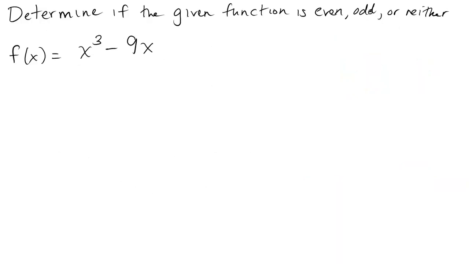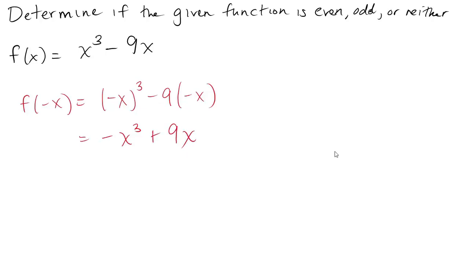To determine whether this function is even, odd, or neither, I'm going to evaluate f of the opposite of x. I'm going to plug the opposite of x in for x in the function. So this becomes the opposite of x cubed minus 9 times the opposite of x. When we cube the opposite of x, that's 3 negative factors, so this will be negative. And of course, x to the third power is x cubed. When I take negative 9 times the opposite of x, that becomes plus 9x. And that's definitely not what we started with. You can see that it's different. This function is not even because this did not simplify to the function we started with.